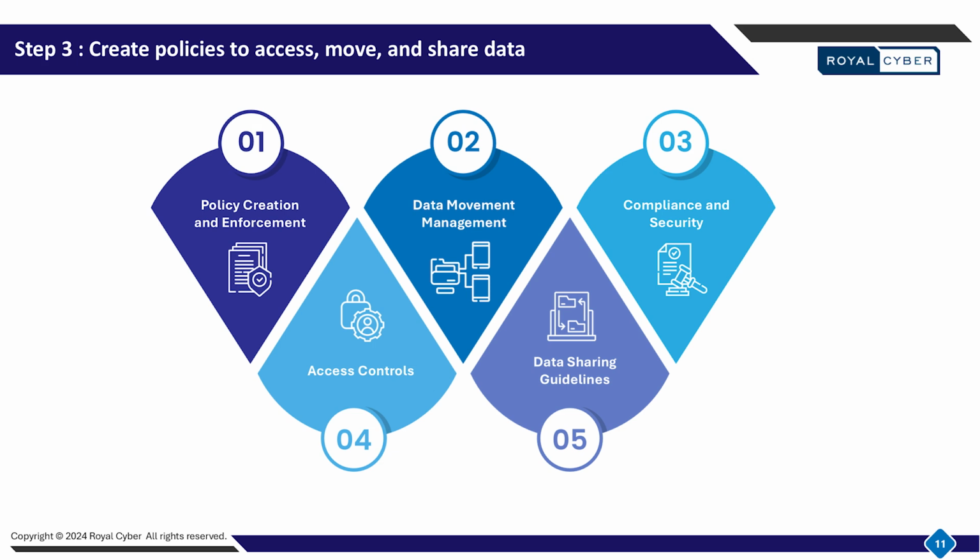Now, visibility is only one part of the equation. The next step is to establish control over your data, right? So Purview allows you to create and enforce policies that govern how data can be accessed, moved, and shared within your organization. You can set specific rules that define who can access certain types of data and under what conditions. For example, you can create policies that restrict sensitive data from being shared externally, or ensure that certain types are only accessible by specific departments. This not only helps you comply with data regulations but also ensures that data is used responsibly across your organization.